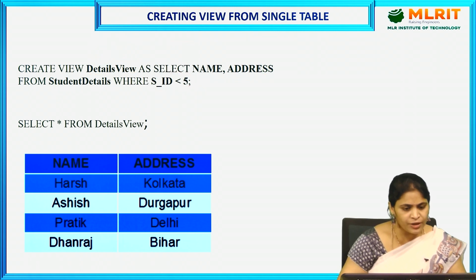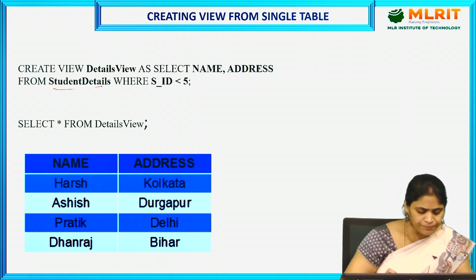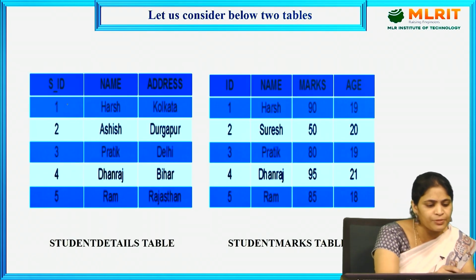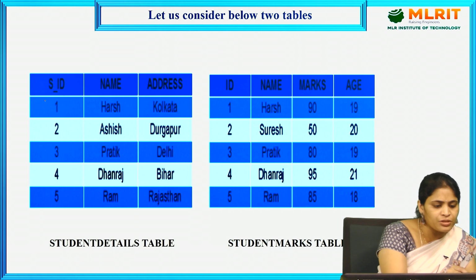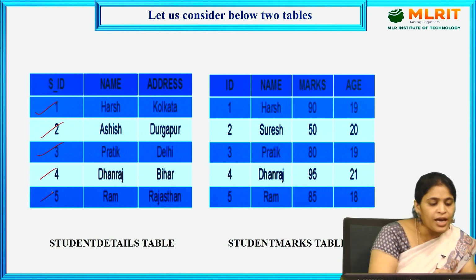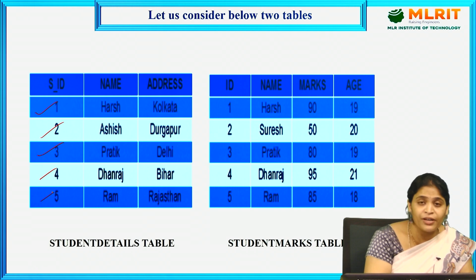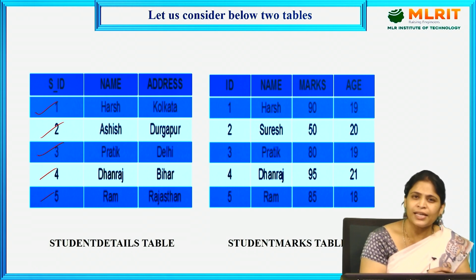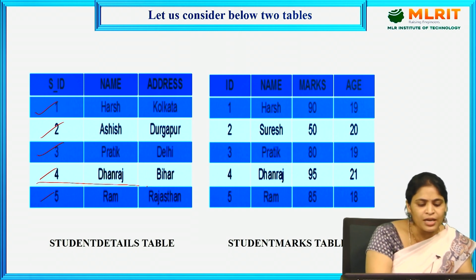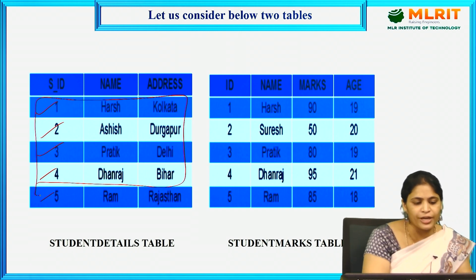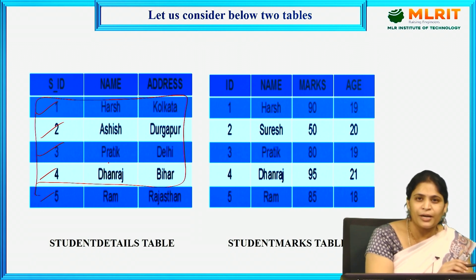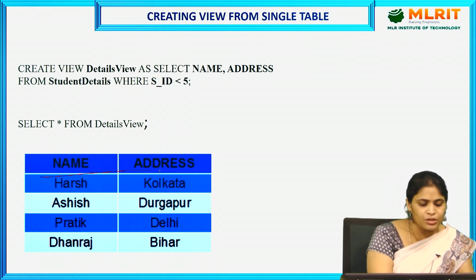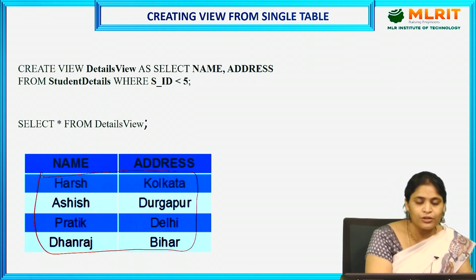So let us see this one. What is the student details table? Let us check the student details table. How many rows are there in the student details table? Check here. 5 rows. Here we have 5 rows. And what is the condition that I have given to create a view? I want a view whose SID is less than 5. SID less than 5 means only the first 4 rows we need to get. So this will be considered as a particular view. That means the first 4 rows will be retrieved. See here, the first 4 rows will be retrieved to the view.